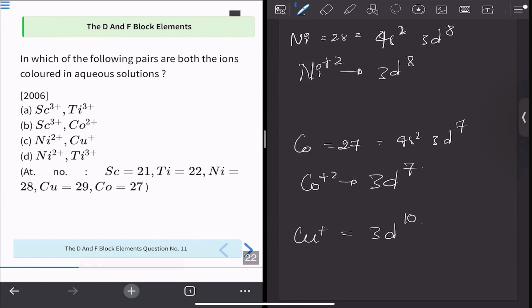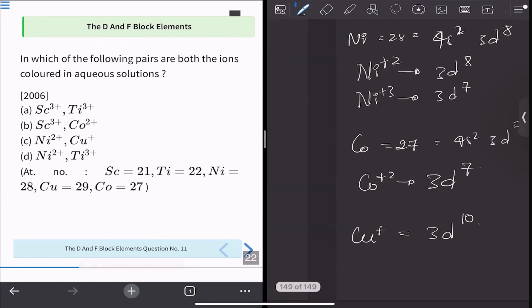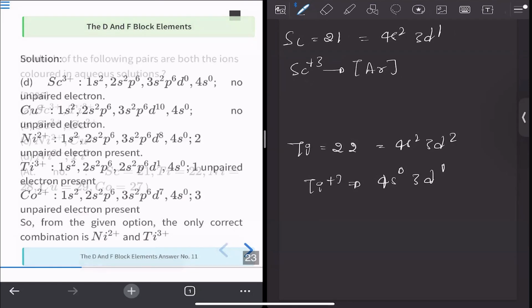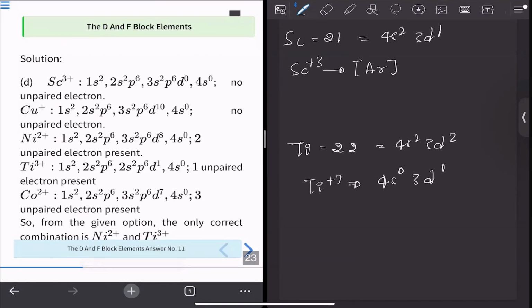In the case of nickel plus 3, there will be 3d7 configuration. And in the case of titanium plus 3, we already know we'll be having 3d1 configuration. So they have asked about Sc plus 3: there is no unpaired electron, no free electron. In the case of titanium plus 3, there is one unpaired electron.